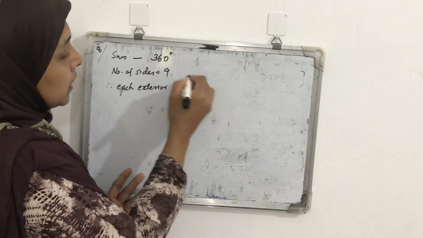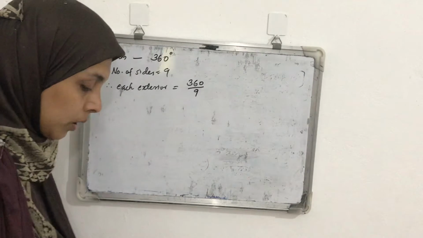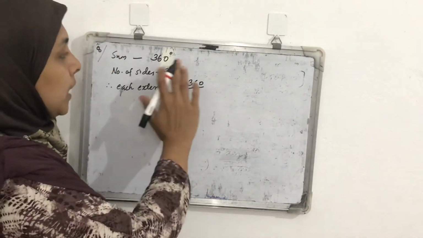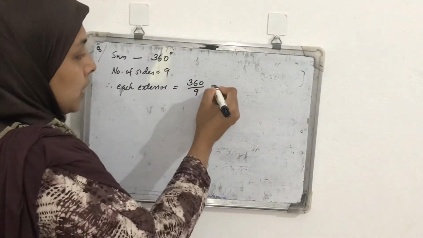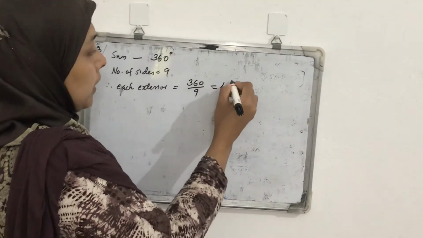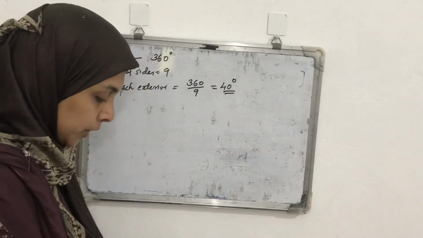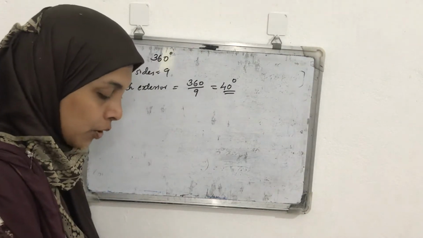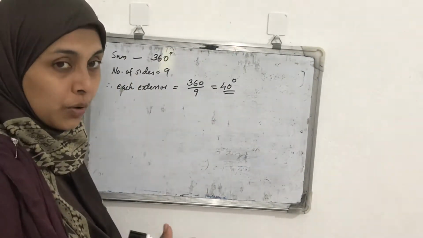Using the same method, 360 divided by 9. The total sum of the exterior angles, divided by the number of sides, you will get 40 degree. Each angle will be 40 degree. Same question: find the measure of each exterior angle of a regular polygon having 15 sides. That you can do as homework.